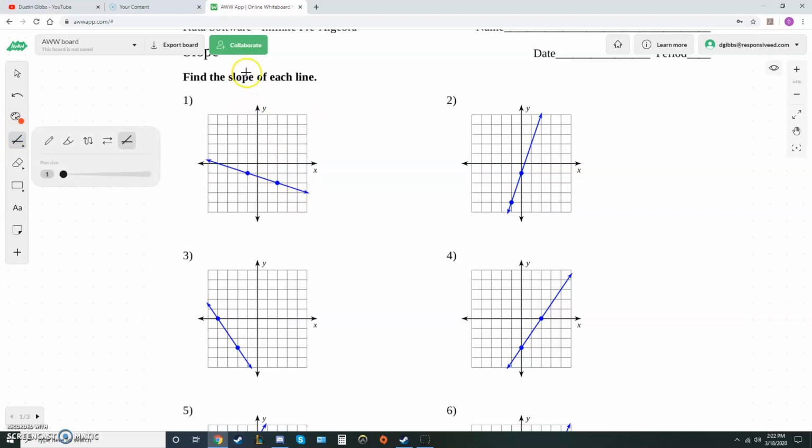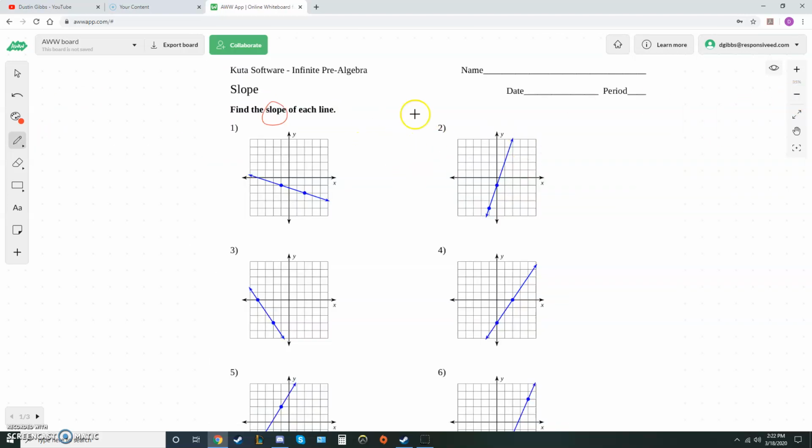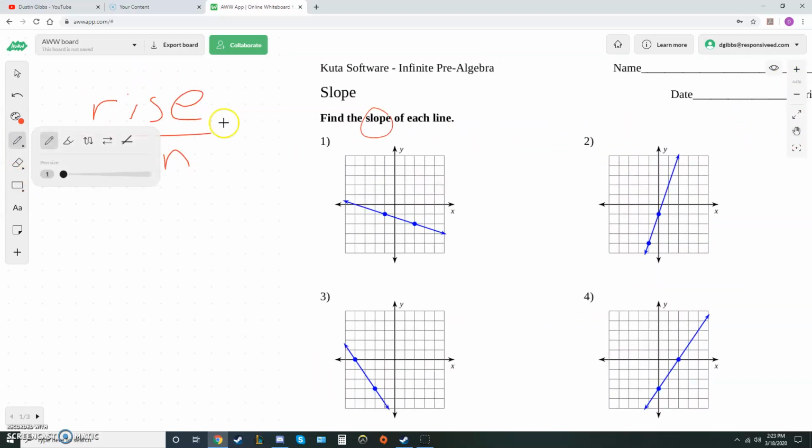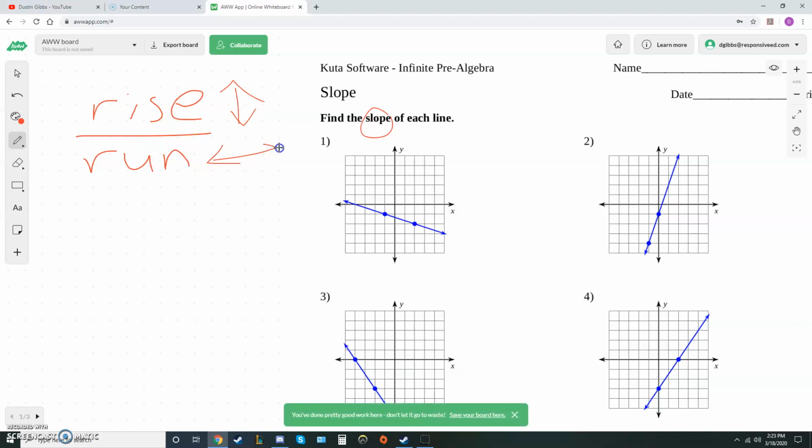Okay, so first things first, let's look at slope. There's multiple ways to find slope, but we're gonna do one of two. The simplest and easiest is rise over run, and I'm gonna do that example on number one. Let me scoot this, zoom in, and we will mess with this. Rise over run is very simple. Rise is when you're going up or down. Run is when you're going left or right. You always put the rise on top and the run on bottom.